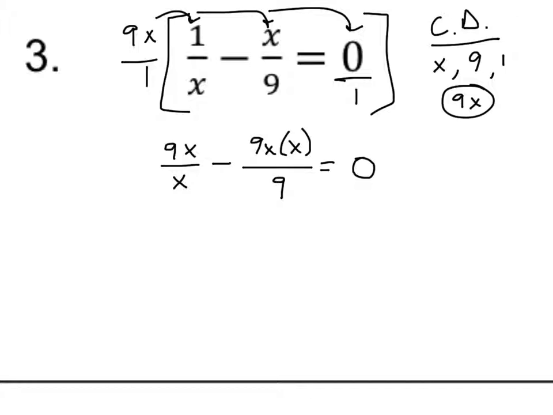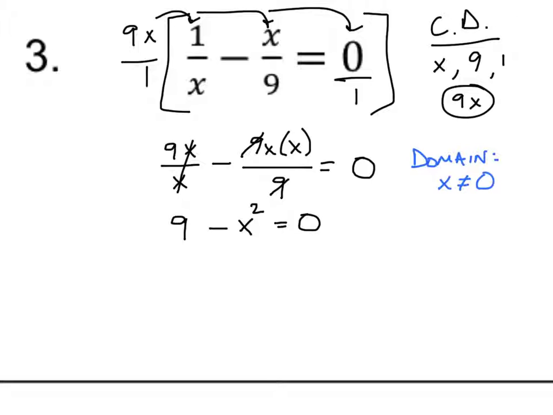Okay? So now I'm going to do my domain. Again, my domain, because it's a monomial, x can't be 0. So these guys cancel out. I'm left with a 9. Minus. These 9s cancel out. X times x is x squared. And it's going to equal 0.